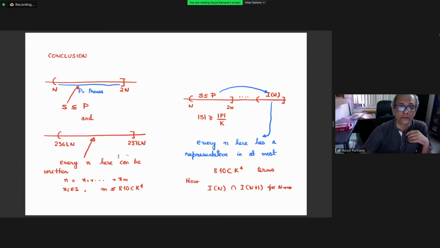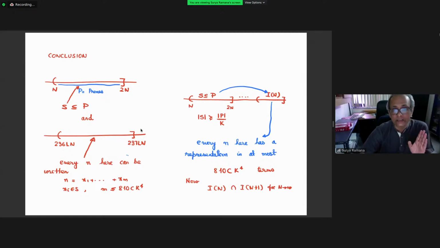Every integer in this interval can be written as x1 plus x2 plus ... plus xm with all the xi's lying in S. So you see that you have represented every integer in this interval as a monochromatic sum, as a sum of elements from a particular subset of the partition, a subset which has at least 1 by k of the total primes. Now the point is that with each n you have associated an interval where you can represent all integers as required.